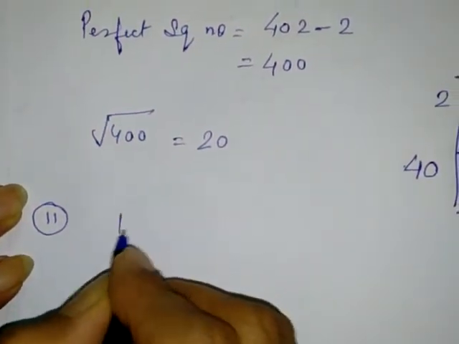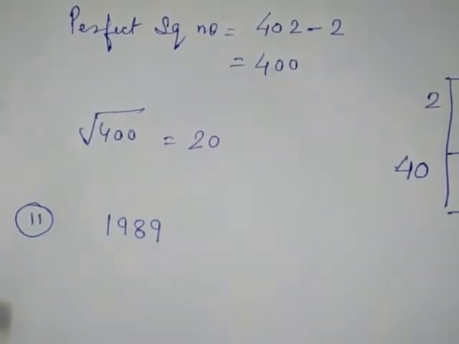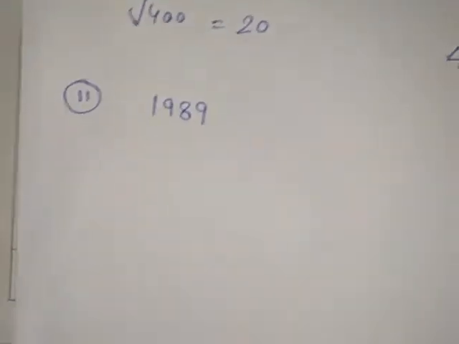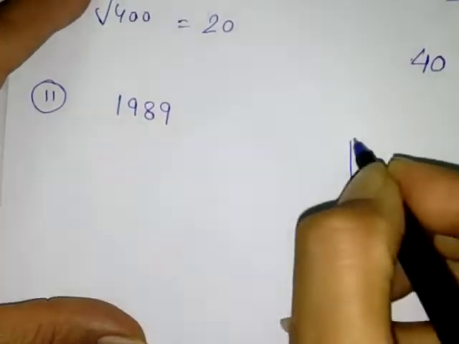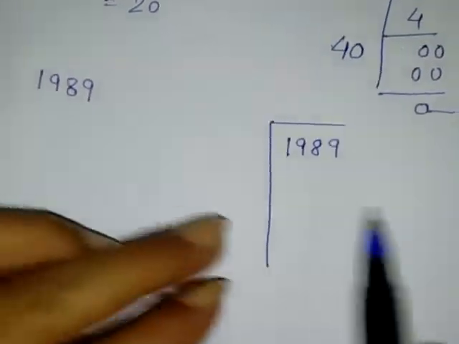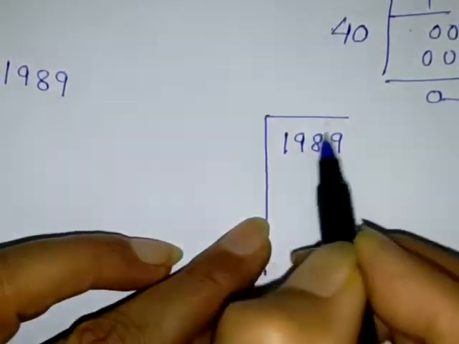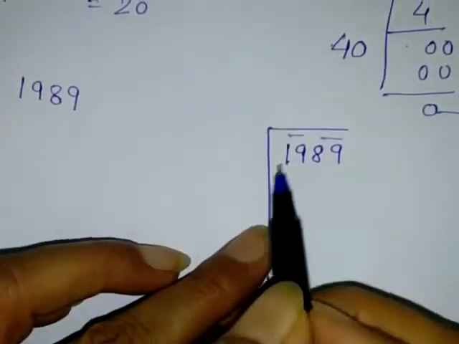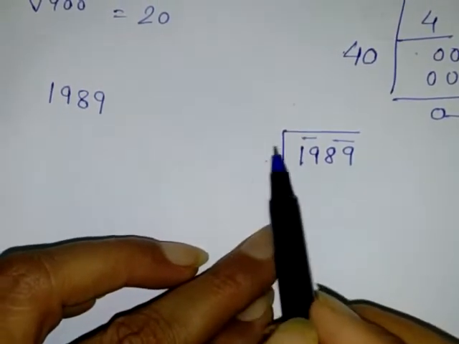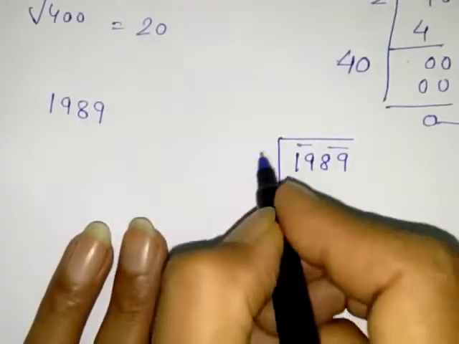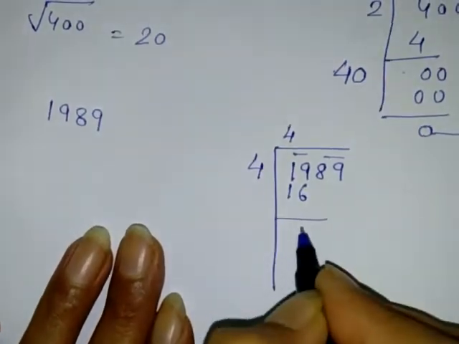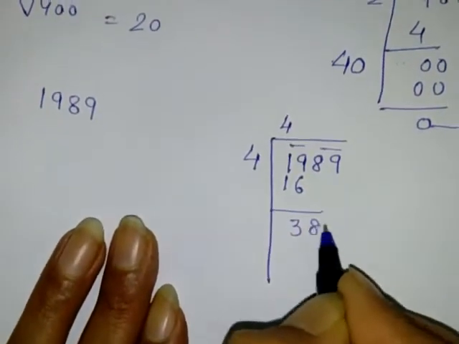For example, I'm taking this 1989. What must be subtracted from this number so that the number obtained is a perfect square number? Better just carefully see the videos and practice them. The first step is pairing these two. 19 is your first pair. So what is the digit that we will be writing here? 4 4s are 16, 5 5s are 25, so the smaller one is 4. 4 4s are 16. Remainder 3. The next pair is to be brought down, that is 89.